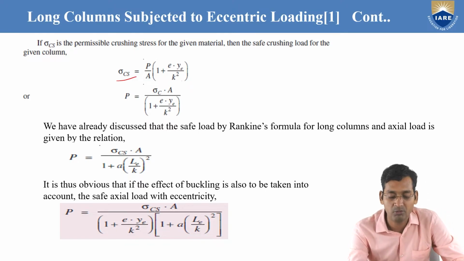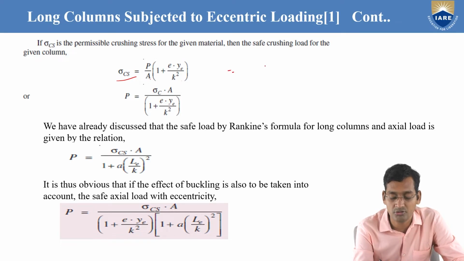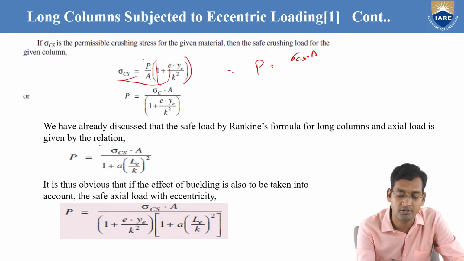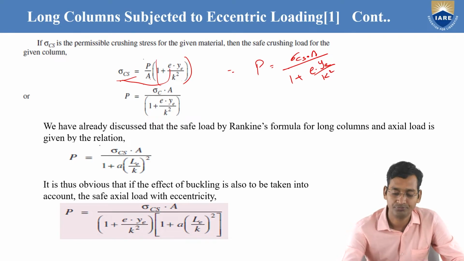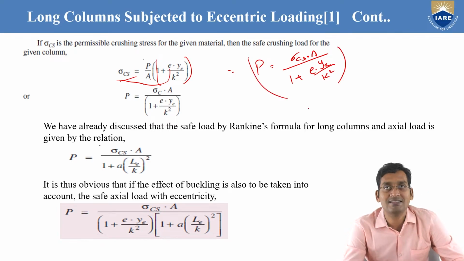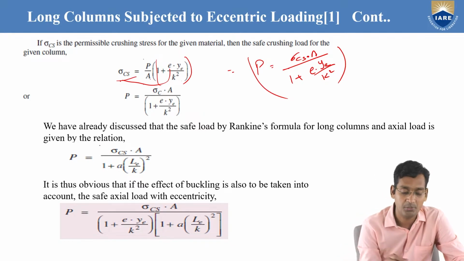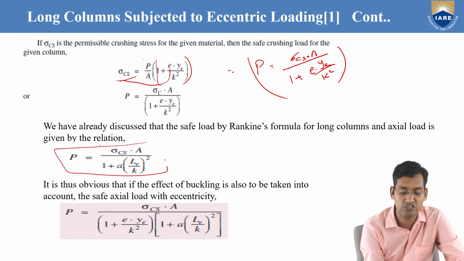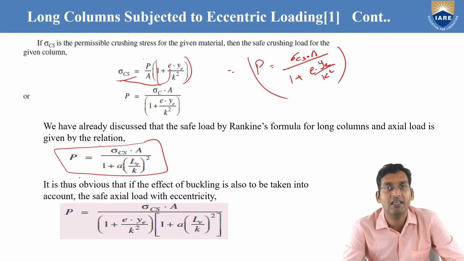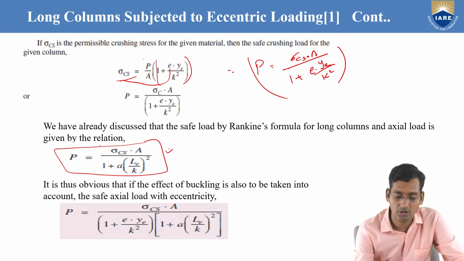So now what will be P? Just cross multiply. After this, P will be equal to sigma CS into A, and this whole part gets divided, so divided by 1 plus e y by k square. So this will be P. We have already discussed that the safe load by Rankine's formula for a long column and axial load is given by the relation P equals sigma CS into A by 1 plus alpha L e by k whole square. Right. So this formula we already know.